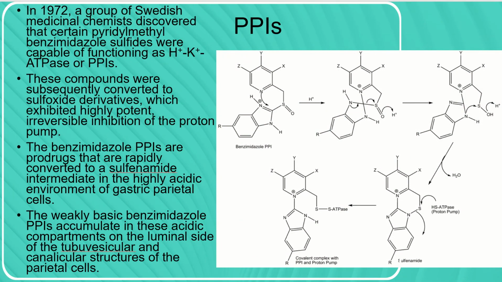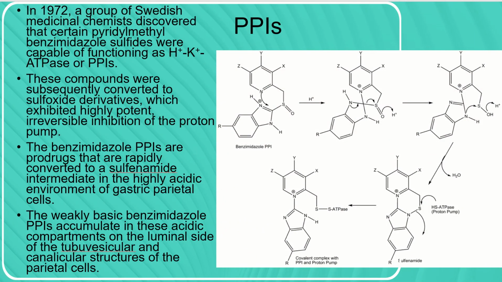were capable of functioning as the proton pump inhibitor that we now know. These compounds were subsequently converted to sulfoxide derivatives, which exhibited highly potent, irreversible, and we did mention that it is irreversible, inhibition of the proton pump. So the benzimidazole PPIs are actually prodrugs, and we know what that means, that the starter compound is not the active, the active is generated.